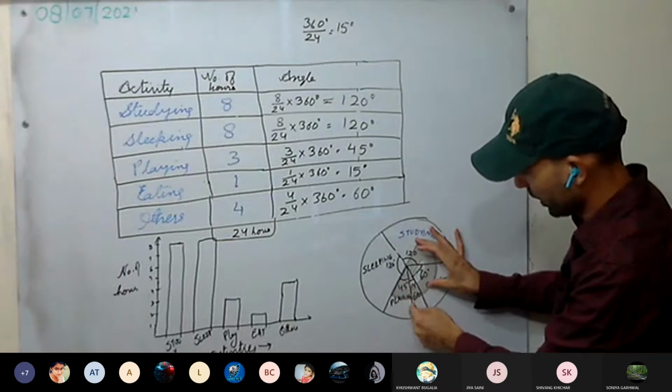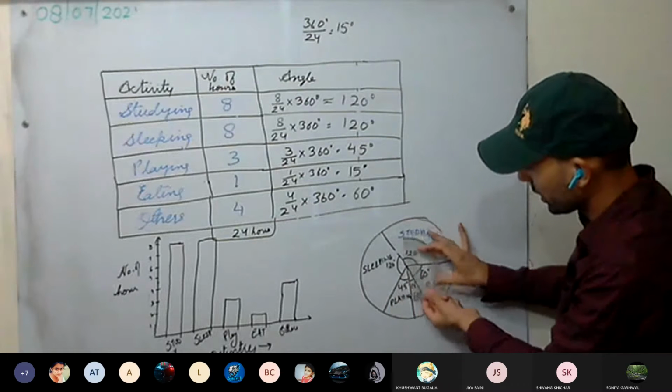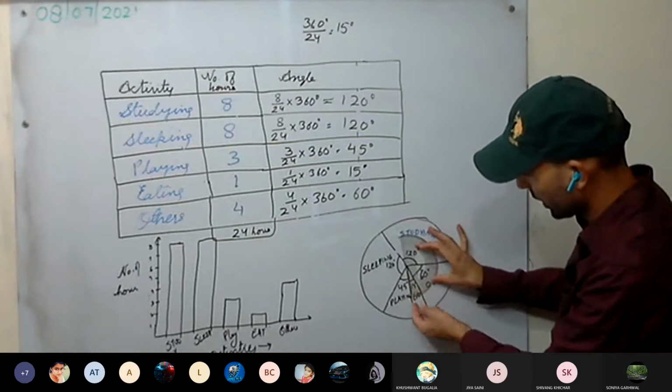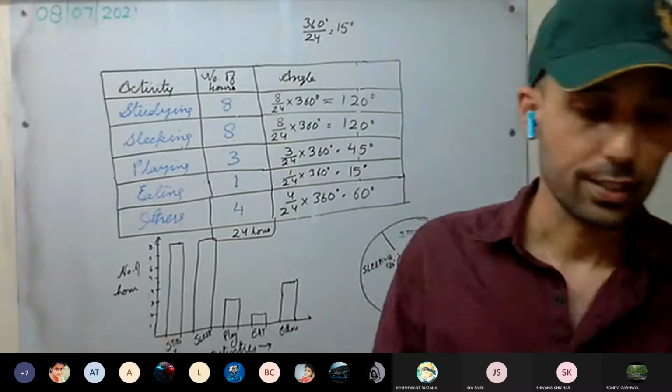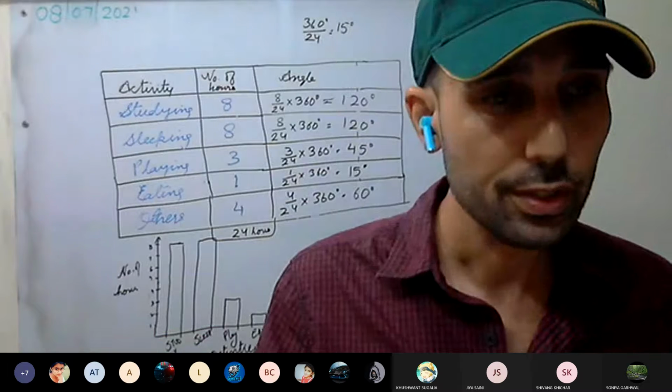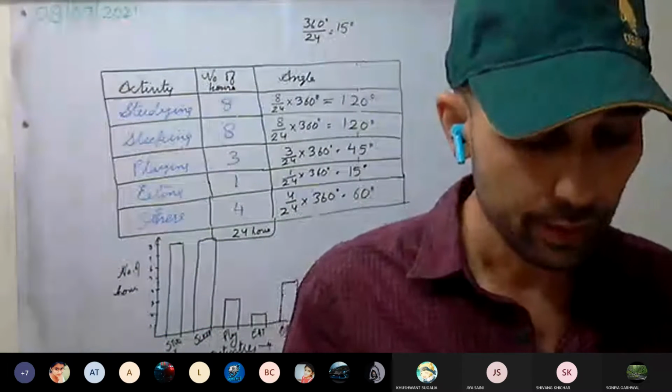Mark 45 degrees. Next is 15 degrees. Use this line and mark 15 degrees. Next is 60 degrees, which we don't require, because the remaining angle is 60 degrees only. Have you all understood how to make a pie chart?